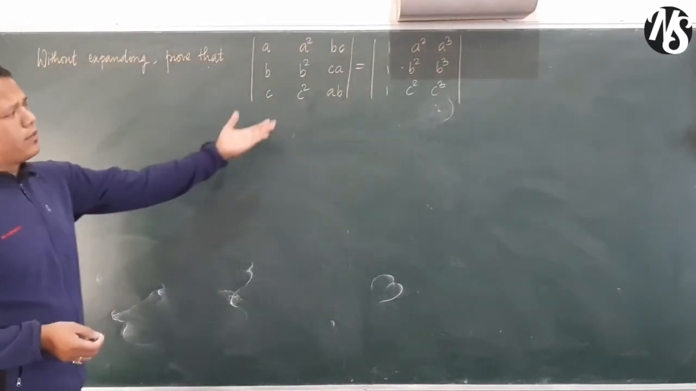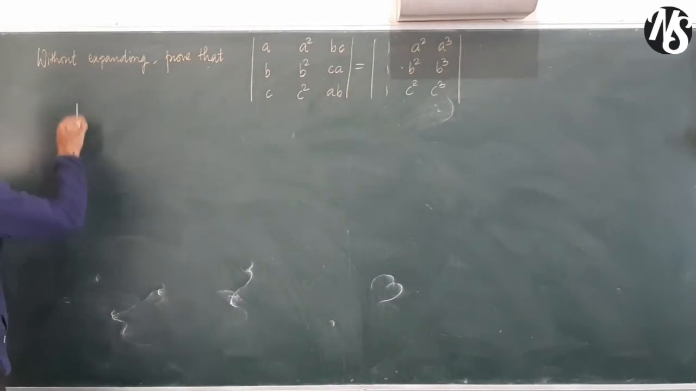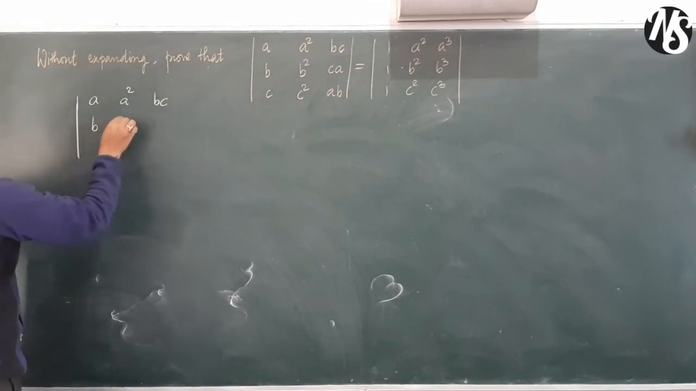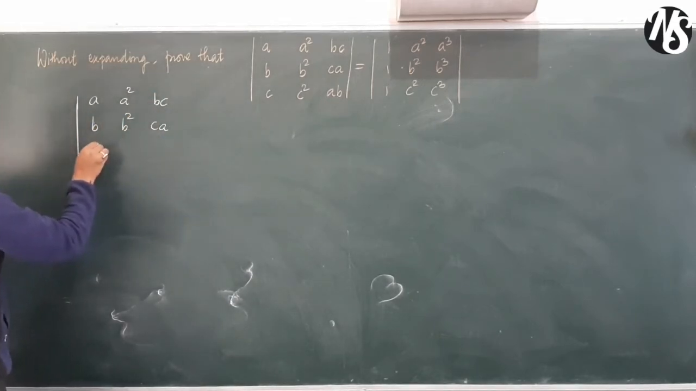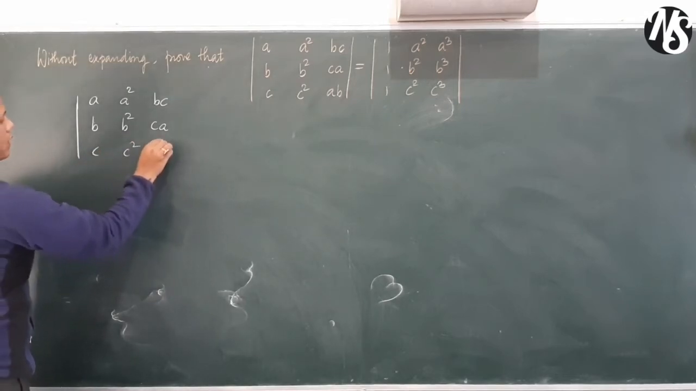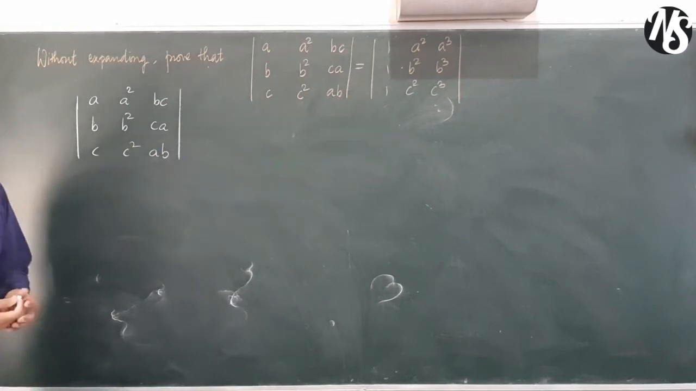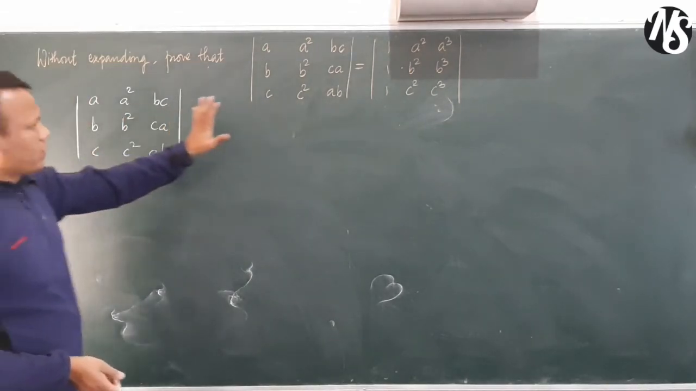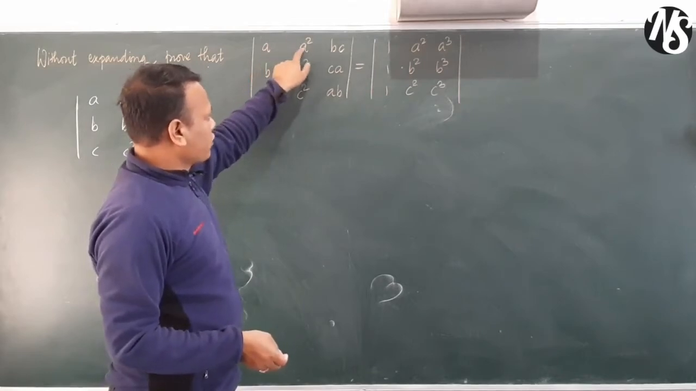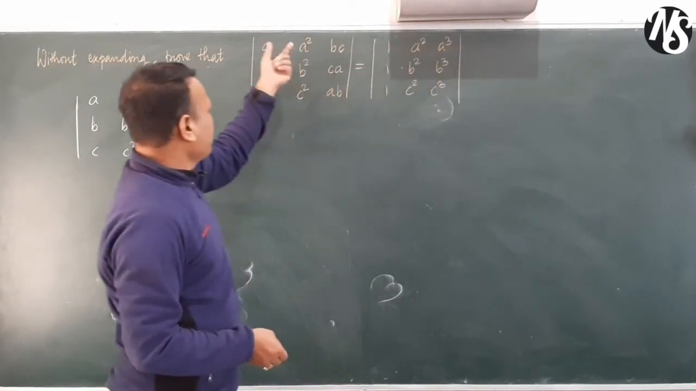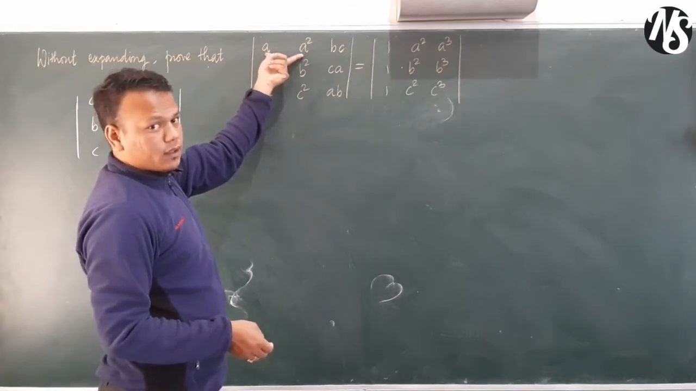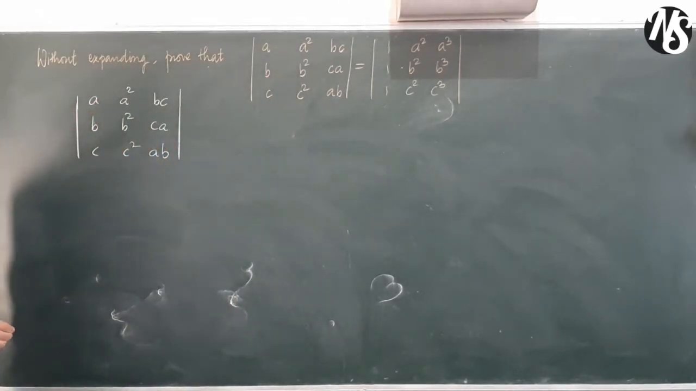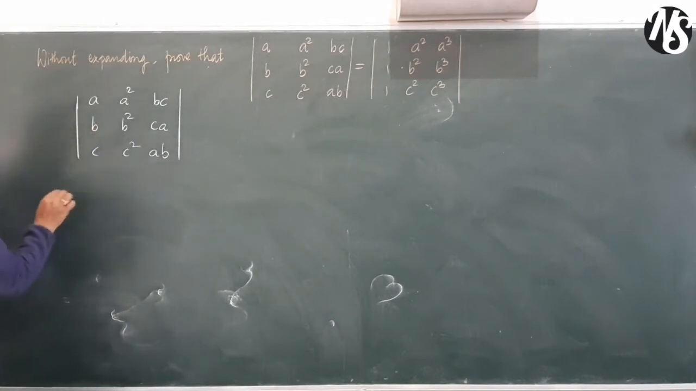Next we have, without expanding, we need to prove this. Let's see how to do this. We have been given the determinant a square bc, b square ca, c square ab. So this is the given determinant. Let's compare this with this. Here a square, and there a cube. So basically we can multiply this by a, because you get a square and a cube here. So let's first multiply the first row with a.